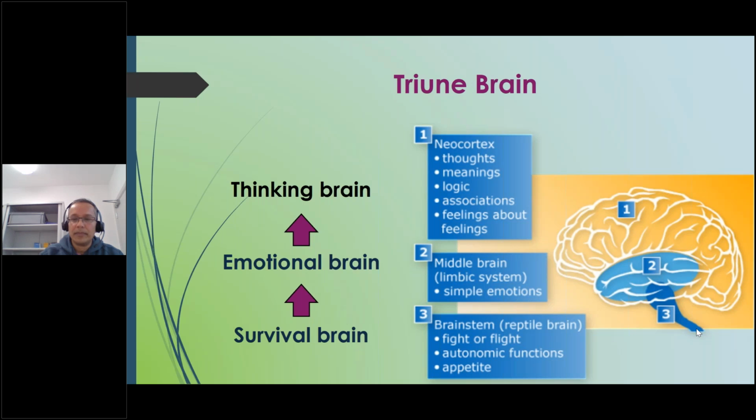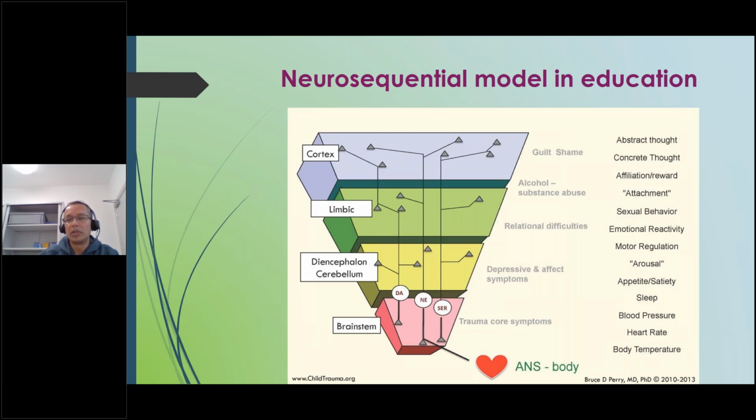The next slide brings us to the neurosequential model of education. This is a model of education that was developed from the neurosequential model of the brain, which was first proposed by Dr. Bruce Perry, a brain scientist. He used the triune version of the brain to say that our brain is divided into sections.